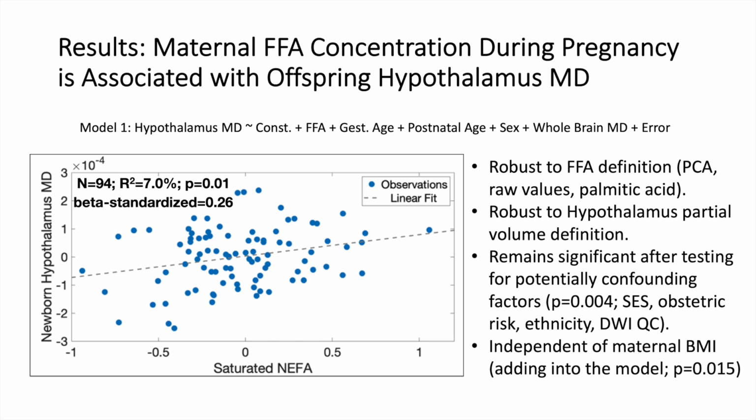Here we present our primary finding that maternal saturated free fatty acid concentration during pregnancy is positively associated with offspring hypothalamus mean diffusivity. Several considerations strengthen our confidence in this finding. For one, the association was robust to different methods for defining free fatty acid concentration, including PCA reduction across the entire metabolomic profile, and more simple measures like raw concentrations of palmitate, the most abundant fatty acid in the human body. The association was also robust to definition of the hypothalamus ROI across different partial volume thresholds and survived correction for several socio-demographic variables. Further, the association was found to exist above and beyond the effects of maternal BMI and global mean diffusivity, suggesting specificity to FFAs in the hypothalamus.